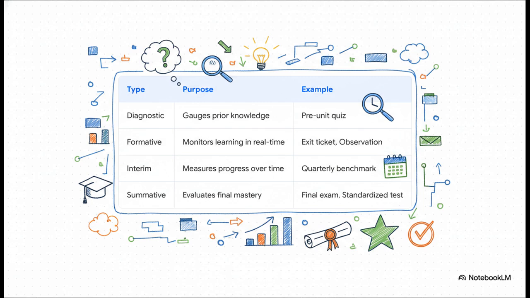Then, you've got your formative assessments. These are your quick, real-time checks, like an exit ticket or just careful observation. You're constantly monitoring learning as it happens. Next are the interim assessments, like a quarterly benchmark. These help you measure progress over a longer stretch of time. And finally, the big one, summative assessments. This is your final exam or standardized test where you evaluate if they've truly mastered the material. See, each tool has a super specific job.